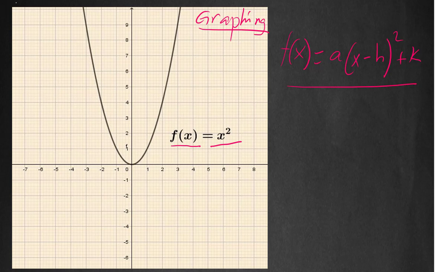So this is the base. We have f of x is x squared. If you look here, h is 0 and k is 0. So the vertex is at coordinates 0, 0. X is 0 and y is 0. That's what we have here. And the axis of symmetry is x is equal to 0. This is the y-axis.